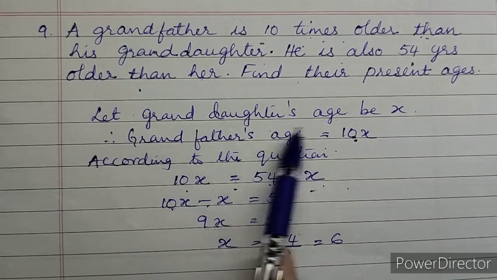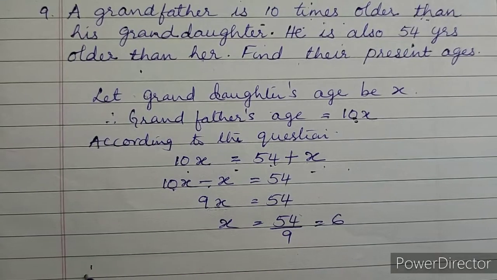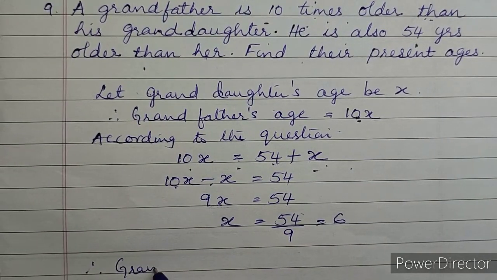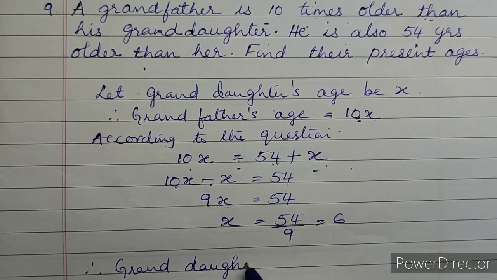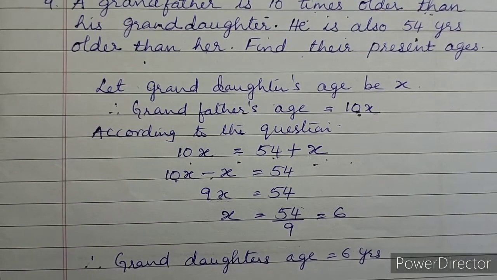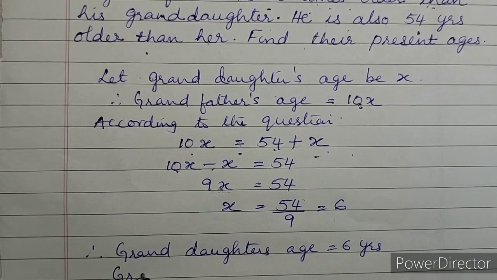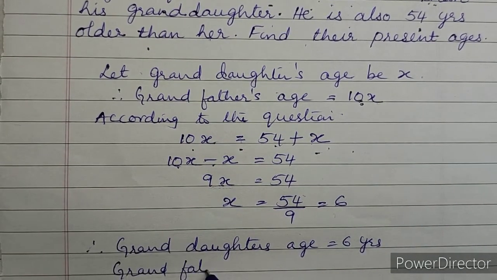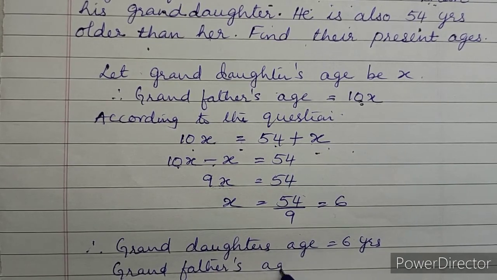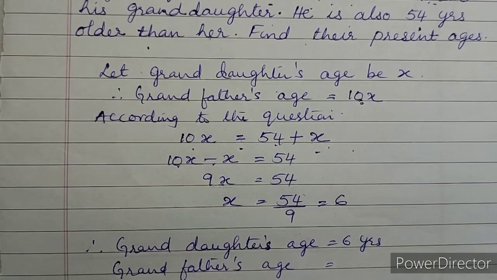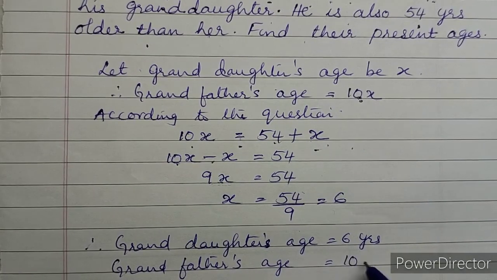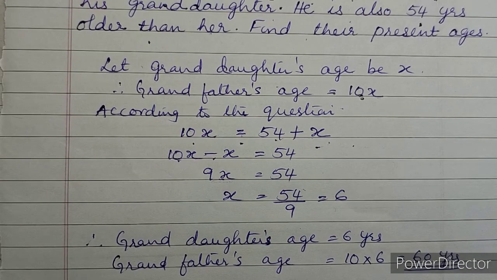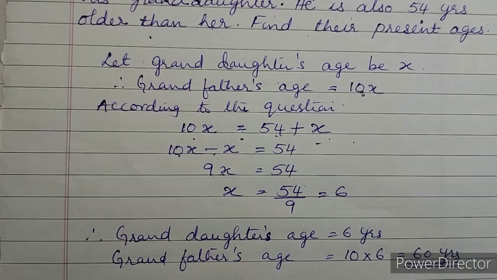What have you assumed x to be? Granddaughter's age. So you have to write the conclusion. Therefore, granddaughter's age is equal to 6 years and grandfather's age is equal to 10 times, so 10 into x, that is 10x equals 60 years. So grandfather's age is 60 years and granddaughter's is 6 years.